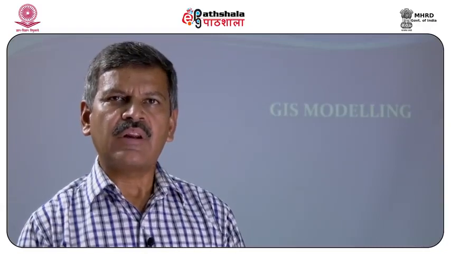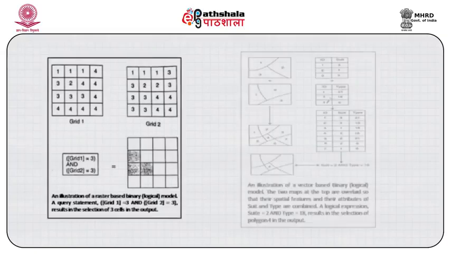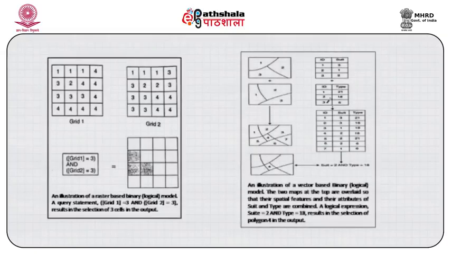For example, this technique can be used for raster as well as vector. Take the example of raster. There are two images having different information. Both images are overlaid and the information from both is collectively taken.